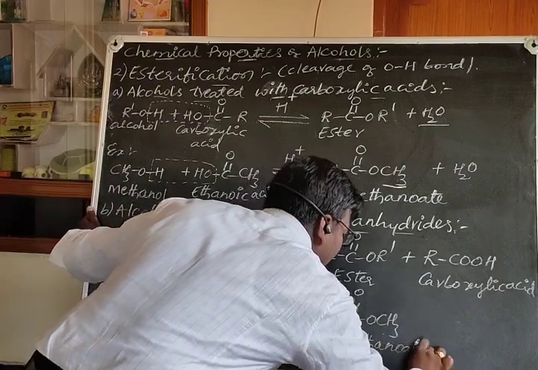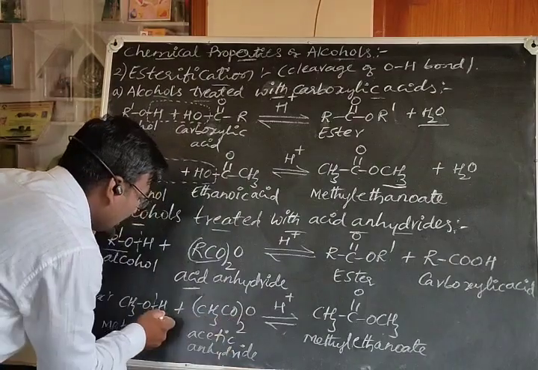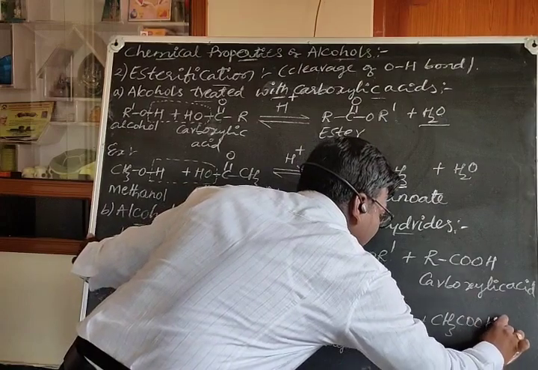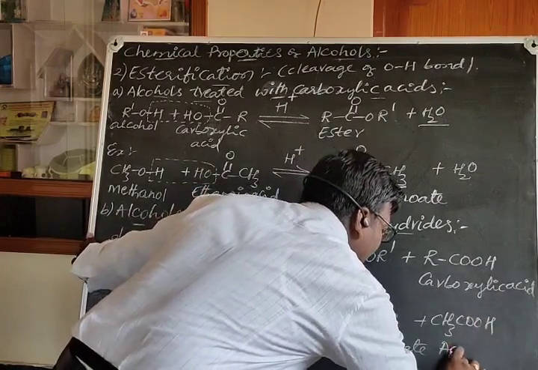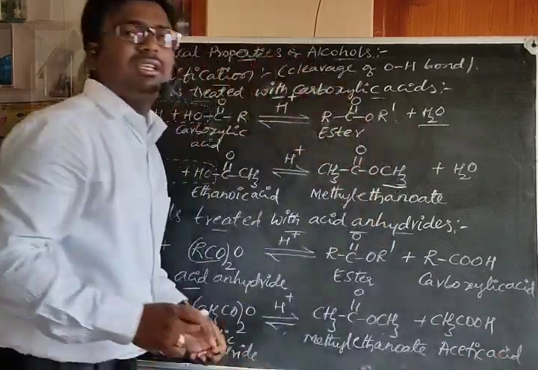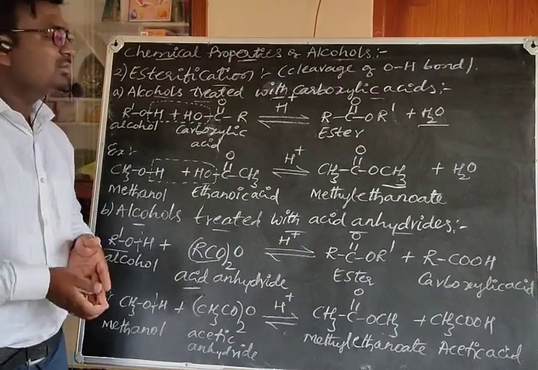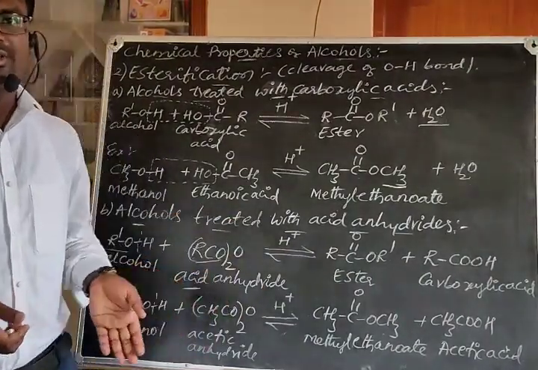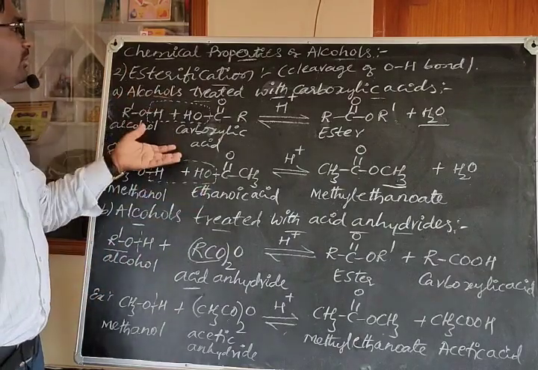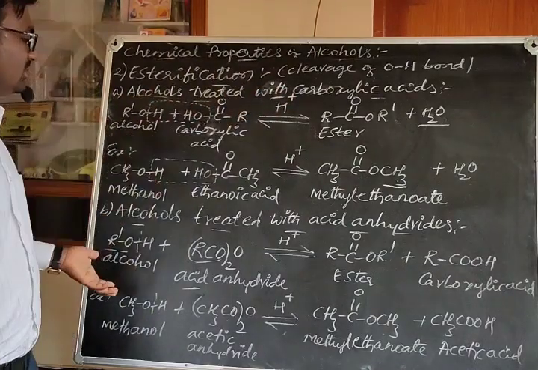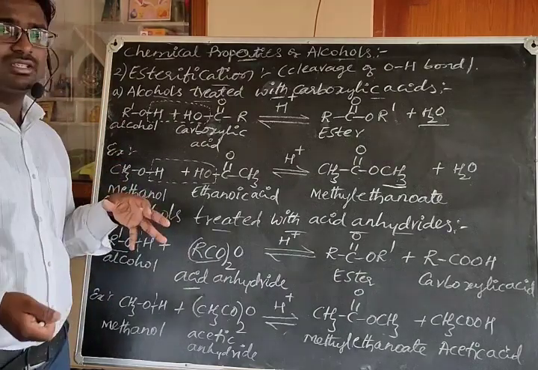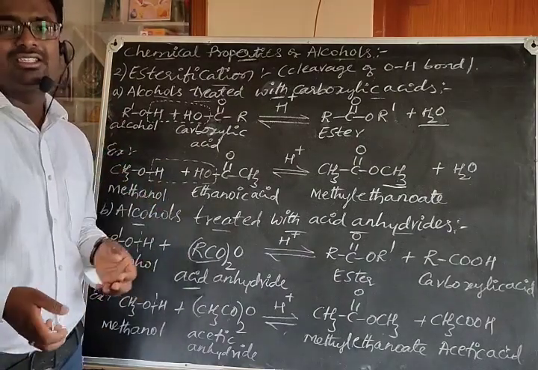What is the byproduct? What is left here is CH3COO along with this H, so you will get acetic acid as the byproduct. This is called acetic acid or ethanoic acid. You must remember the names of the compounds. Sometimes compounds have both a common name and an IUPAC name, which you have to remember. Here you can see the preparation of esters from alcohols using carboxylic acids and using acid anhydrides. Now we shall see the preparation of esters using alcohols and acid chlorides.